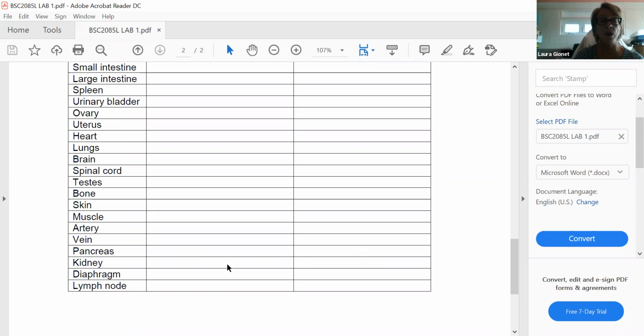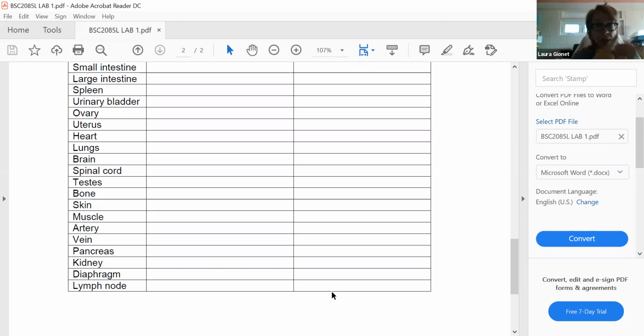The kidneys are part of the urinary system. No cavity. Diaphragm, even though it's a muscular structure, functions in the respiratory system. No cavity. It's between two cavities. And lymph nodes are part of the lymphatic system, lymphatic immune, no cavity.